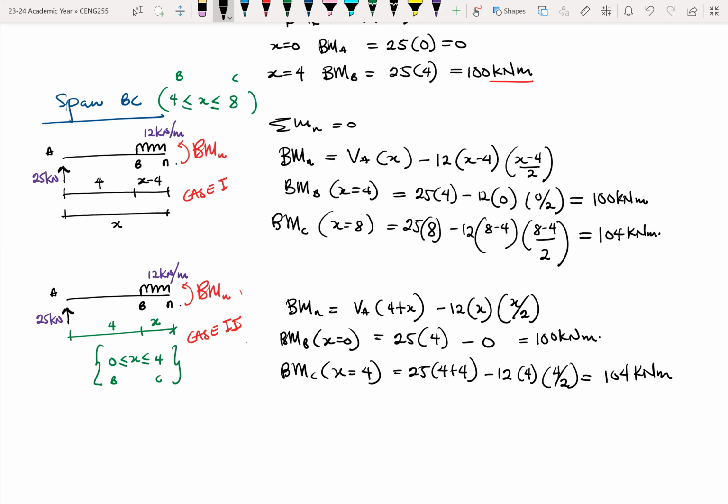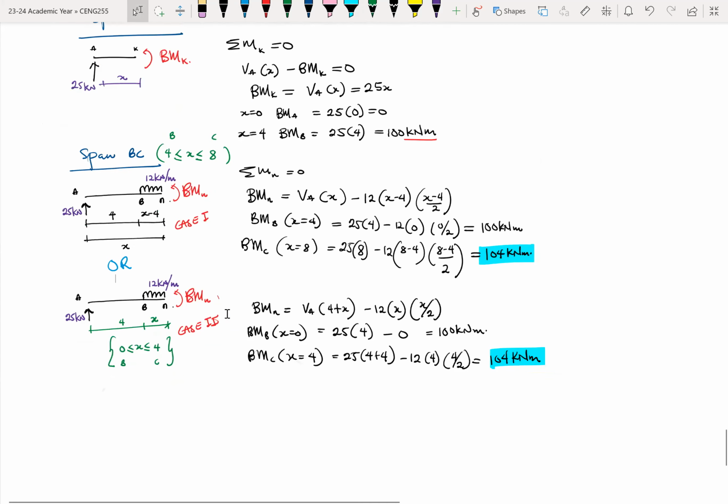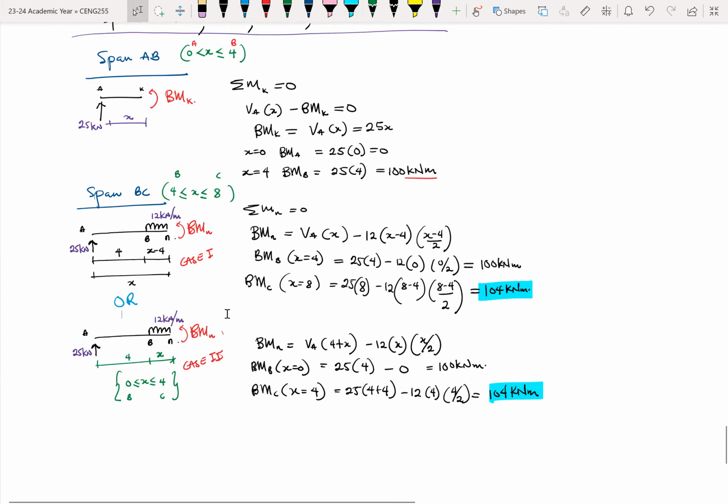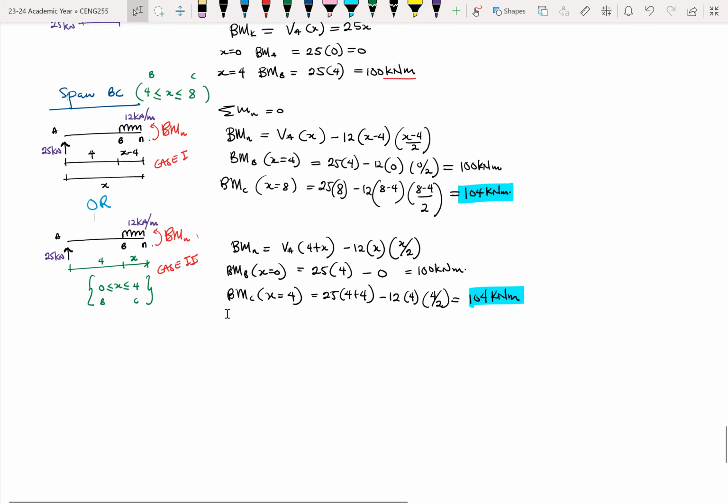So regardless whether it's this option or that option, you can decide on which one works for you, and then you go with it. So it's one or the other. You don't do both. So that's section A, B, and section B, C.